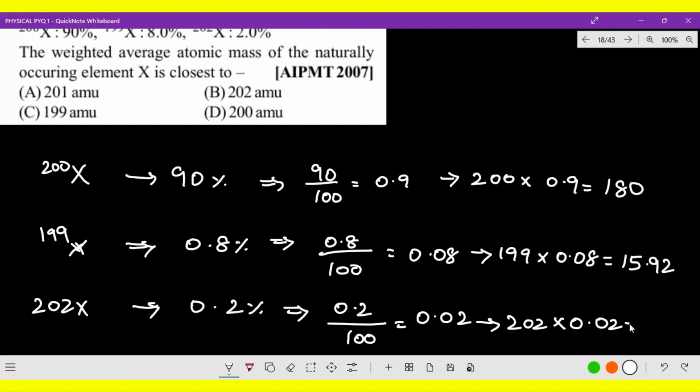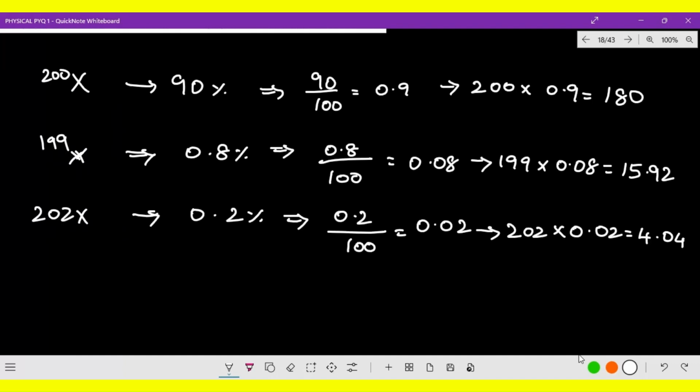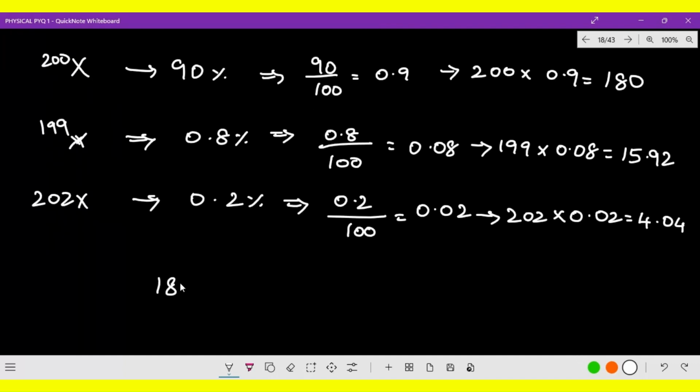And the next one, what is the answer you will be getting? 2 into 202 gives 4.04. So altogether, when you calculate it, the points are 180 plus 15.92 plus 4.04. So altogether you will get around 199.96. Approximately, rounding to a whole number, it is 200.